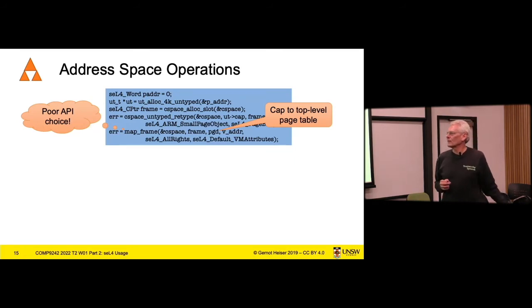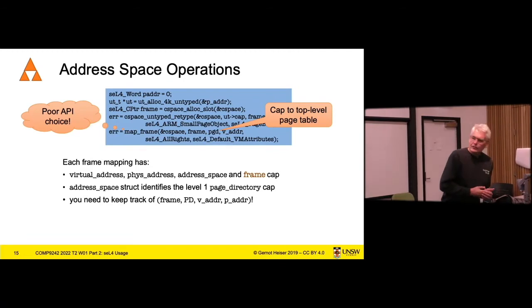It's not been painful enough yet to change it. That's a drawback of having a verified kernel. If you change anything, you have to change the proofs, and that's typically much more expensive than changing the code. So there's a great reluctance to change anything.